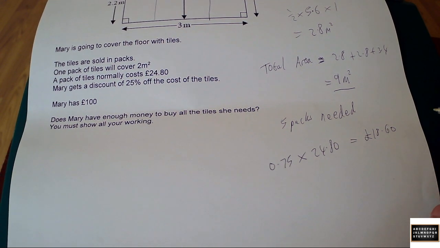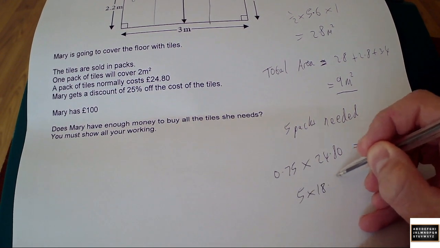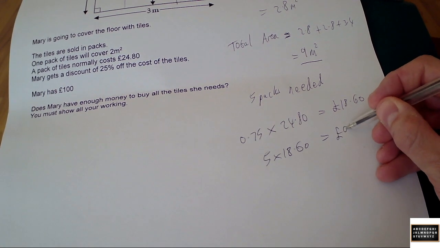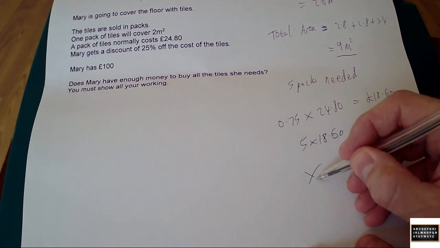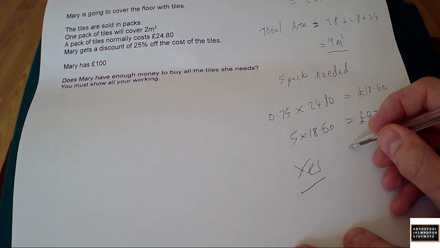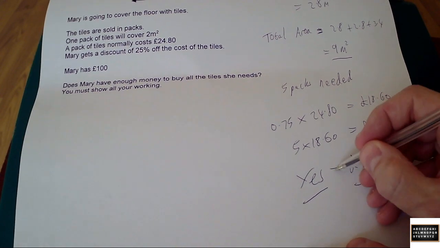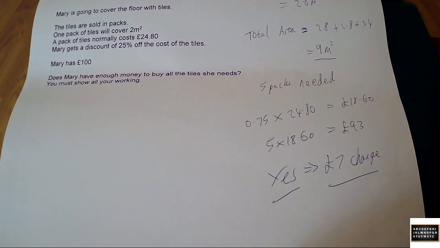But there's £18.60. She needs 5 packs, so I've got to do 5 lots of £18.60. And again, I'll just plug that into the calculator. It's 93. And so, does she have enough money? Yes, because she's got £100, so there'll be £7 change left there. So, nice lot of working here for the 5 marks that you need.